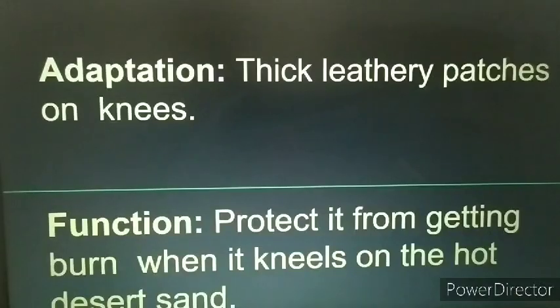Therefore there is a special patch found on the knees which protects the knees from getting burnt when the camel kneels down on the hot desert sand.